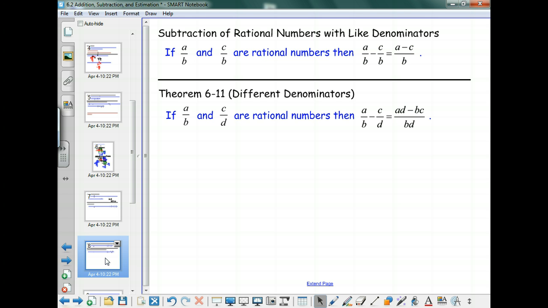All right, this is the subtraction slide I thought I was on. So subtraction with like denominators and then unlike denominators. This slide looks identical to the addition slide, right? The only difference is the subtraction sign there instead of the addition sign. So if they're the same denominator, we just subtract the numerators. If they're different denominators, we multiply the denominators and multiply along the crosses to get the numerator, and then simplify.